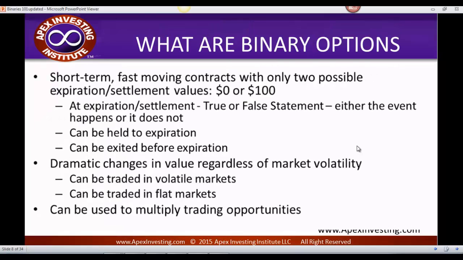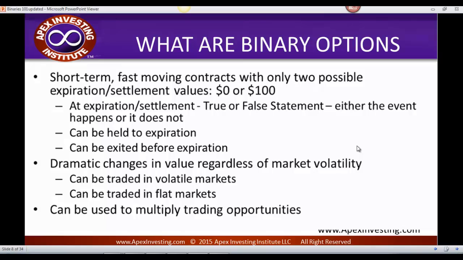So what are binary options? They're short-term, fast-moving contracts with only two possible outcomes at expiration or settlement. So at expiration or settlement of the contract, that binary is either going to be worth 0 or 100. Basically it's a binary. It's yes or no, 0 or 1, true or false. It's a yes or no statement. Either the event did happen or it did not happen.